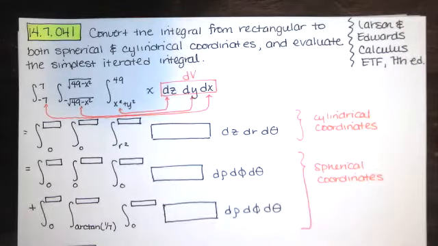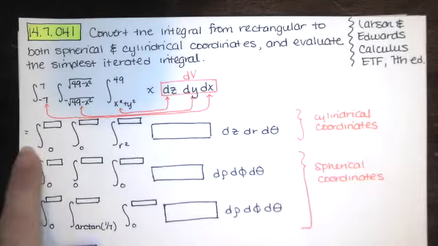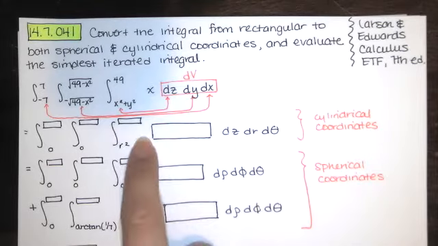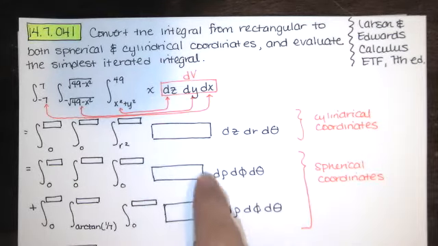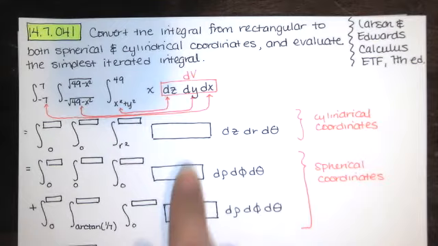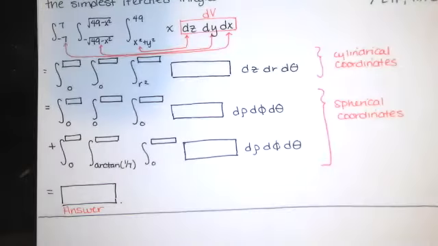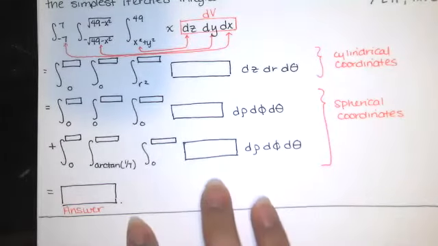And then we're supposed to evaluate the simpler of the two integrals, or sums of integrals. I think we can probably tell that evaluating this one integral is going to be simpler than evaluating both of those and adding them. So we will evaluate this one and then we're going to get an answer. So that's what they're looking for.